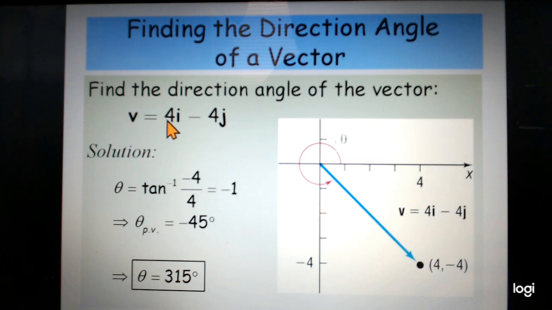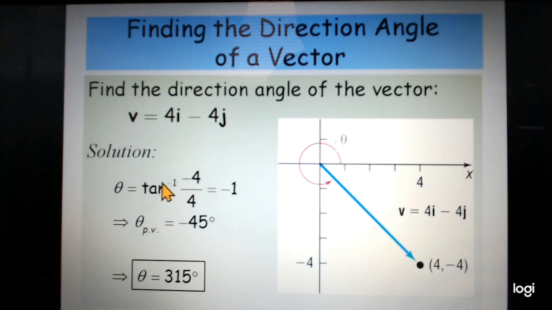Clearly, positive here and negative here puts me in quadrant 4. The initial point is 0, 0. The terminal point is 4, negative 4. This is our vector. So theta, the angle theta, is y over x. Whoops, I made a mistake here. This should be the arctan of negative 1. I'm sorry. So the arctan of negative 1. I left out the arctan here. I'll try to fix that and repost it, but that's definitely a mistake.